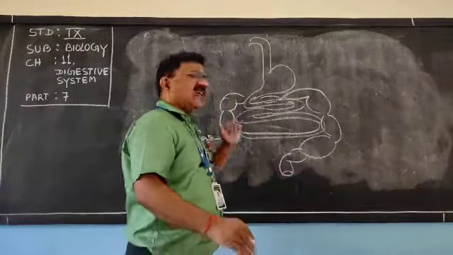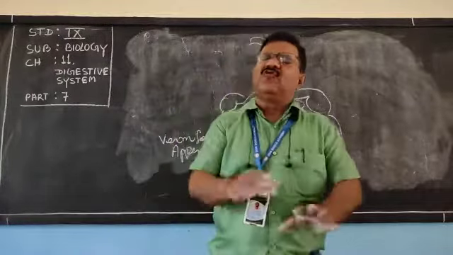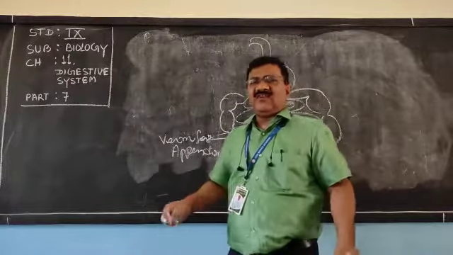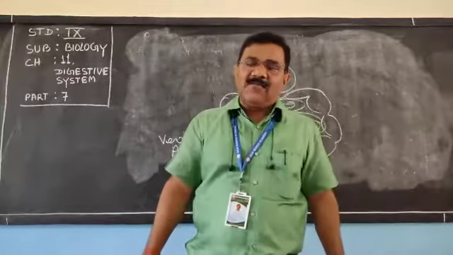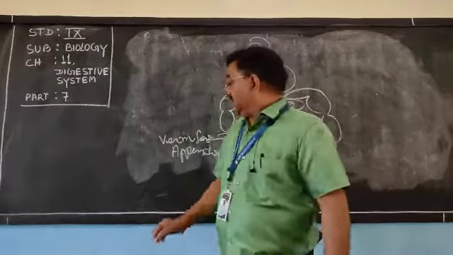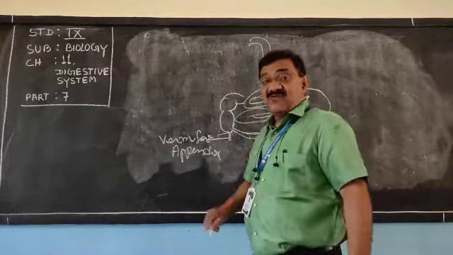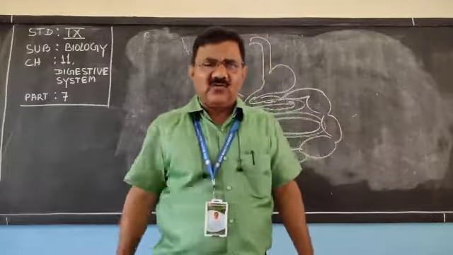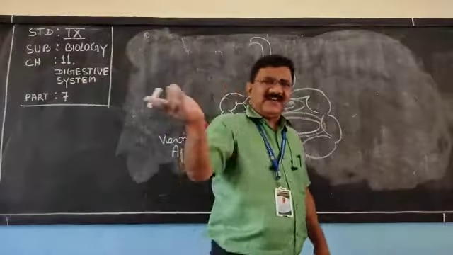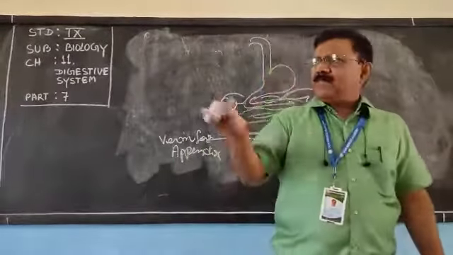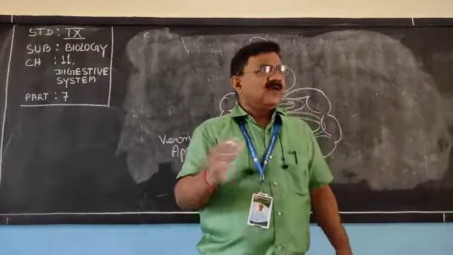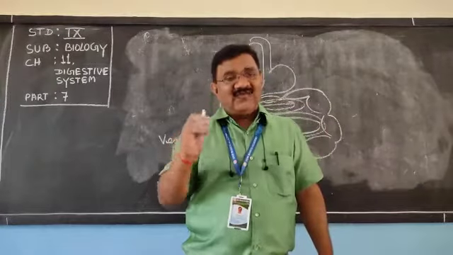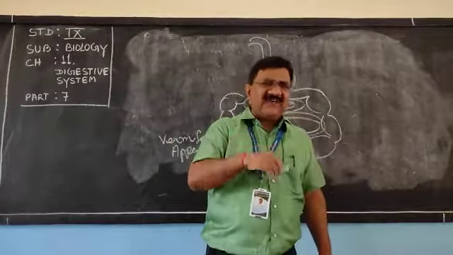This is a vestigial organ. Vestigial organ means of no work. This is the organ which has no work in our body. But if it were working, we could digest cellulose. We can't digest cellulose. Cellulose is present in green plants. You know that the plant cell wall is made up of cellulose, and cellulose we can't digest. It acts as roughage in our body.